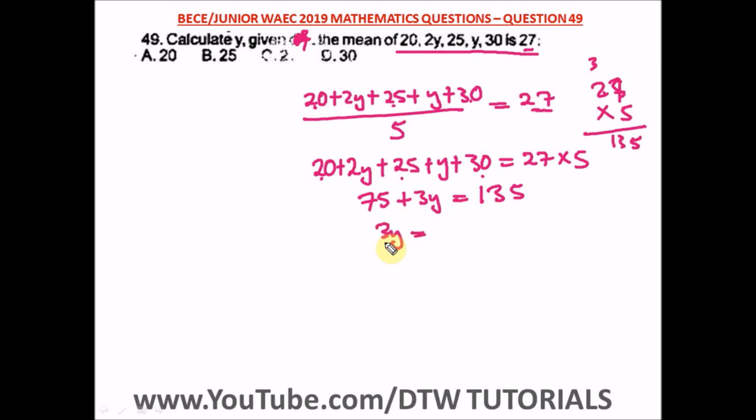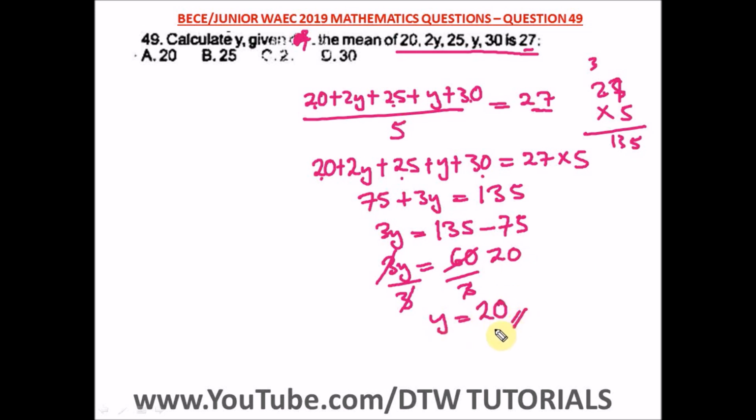Here let's collect like terms. 3y will stay on this side since we're looking for y. Take 75 to this other side, so we have 135 minus 75. So we have 3y is equal to this minus this, which will give us 60. To get our y, we divide both sides by 3. This will cancel out. We have y is equal to 60 over 3. How many times will 3 go in 60? It's going to go 20 times. So we have y is equal to 20.